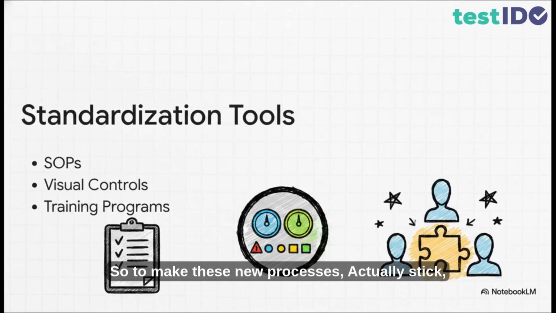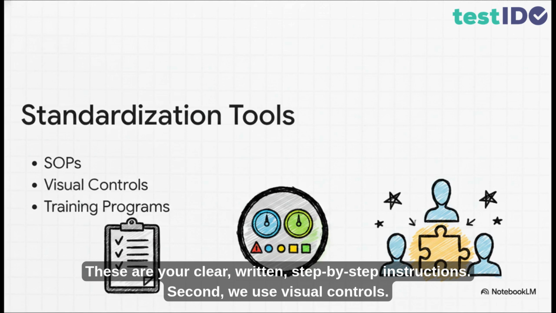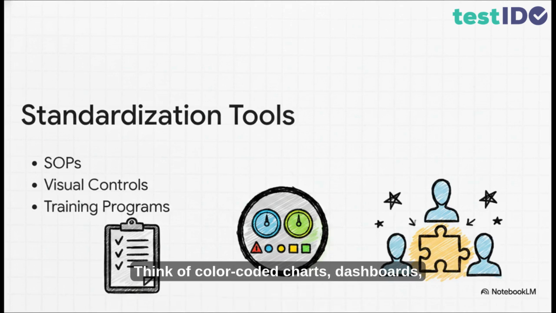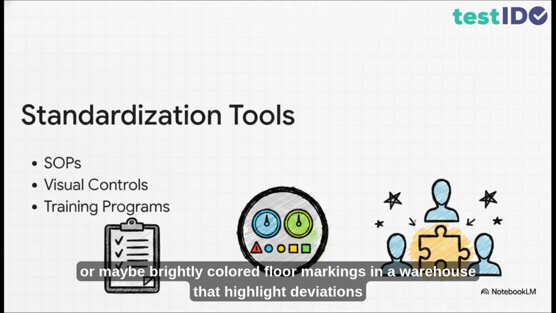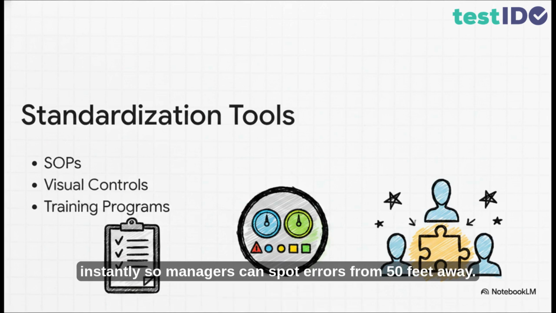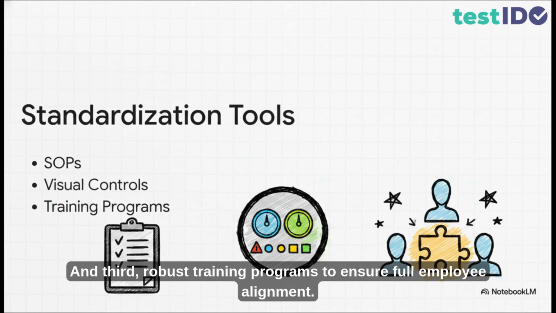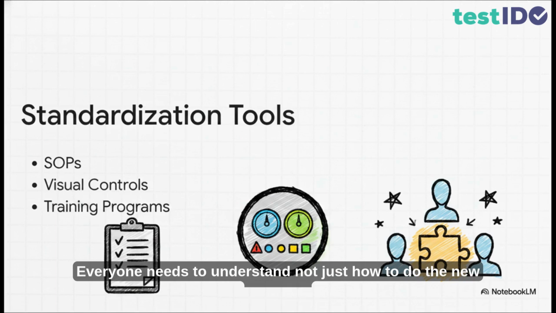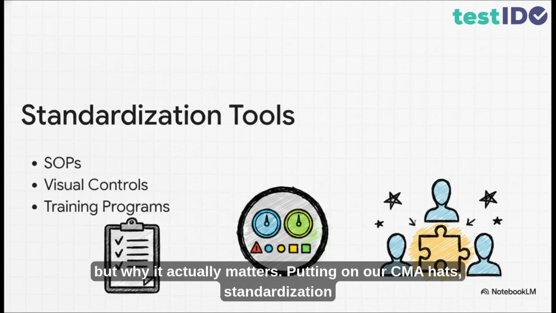So to make these new processes actually stick, organizations rely on a few critical tools. First, standard operating procedures, or SOPs. These are your clear, written, step-by-step instructions. Second, we use visual controls. Think of color-coded charts, dashboards, or maybe brightly colored floor markings in a warehouse that highlight deviations instantly so managers can spot errors from 50 feet away. And third, robust training programs to ensure full employee alignment. Everyone needs to understand not just how to do the new process, but why it actually matters.